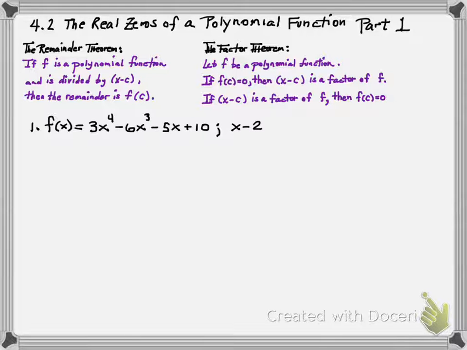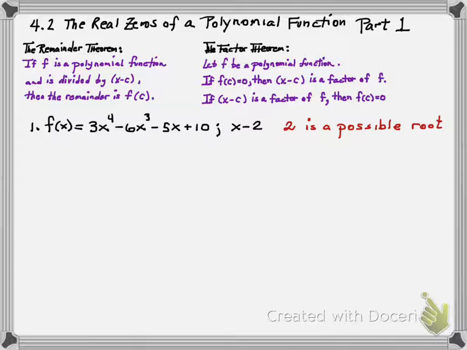All right, so number 1, we have f of x equals 3x to the fourth minus 6x cubed minus 5x plus 10. And we have x minus 2 here to try out. In other words, is x minus 2 a factor of this polynomial? So basically, we're testing to see if 2 is a root. All right, if positive 2 is a root. So we're going to just off to the side say that 2 is a possible root. And remember, a root is the same as a possible 0 or x-intercept.